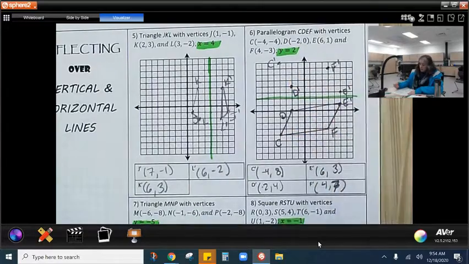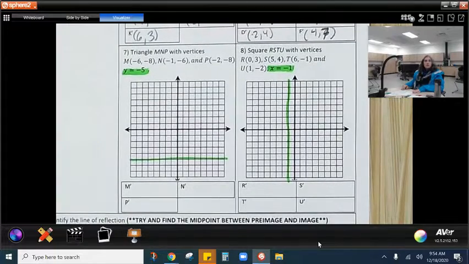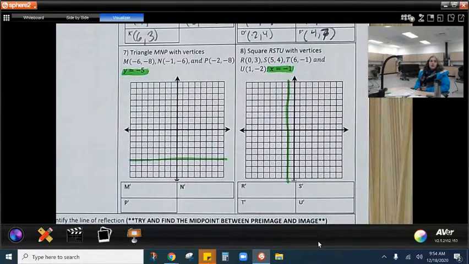All right. So try these ones. We've got triangle MNP being reflected across y = -5, and I have given you that line there. And then we've got square RSTU that's being reflected across x = -1. Okay? Try those out, draw them, see what happens.